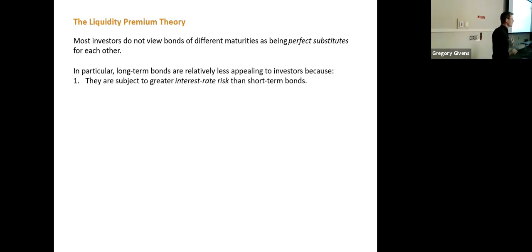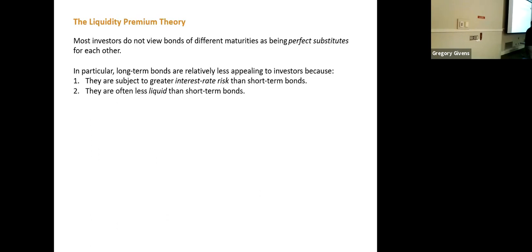Specifically, what the liquidity premium theory says is that investors actually prefer to hold a sequence of short-term bonds rather than a long-term bond until maturity. Now, why is that? Well, in practice, longer-term bonds are subject to greater interest rate risk than short-term bonds. Now, I'll define what that is in a moment because that's a very, very important concept. But the reality of it is that long-term assets are exposed to a greater amount of what's called interest rate risk than short-term bonds, okay?